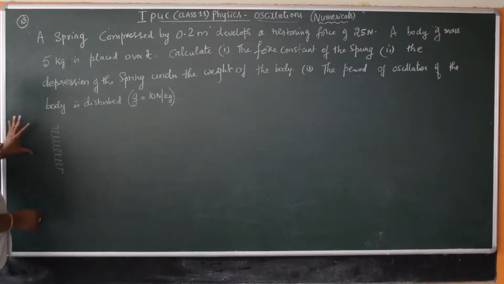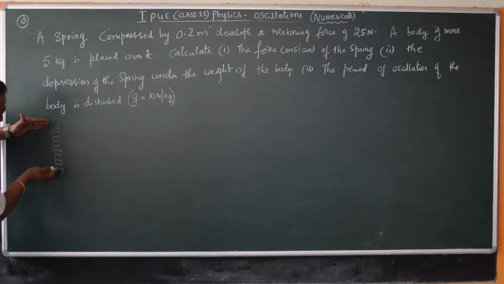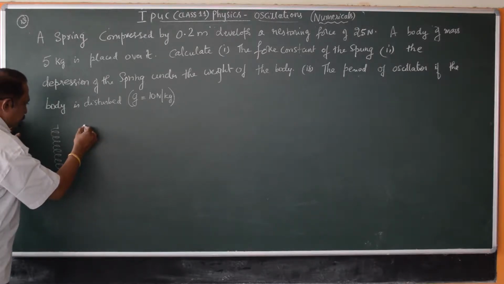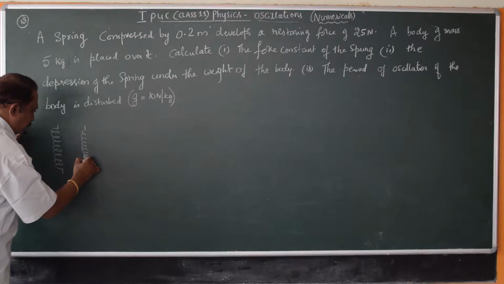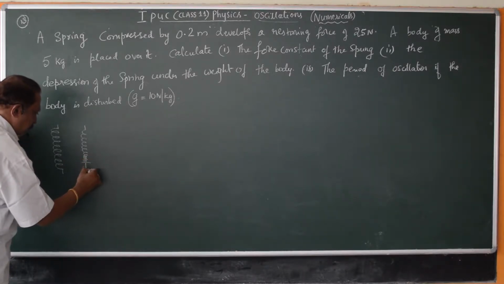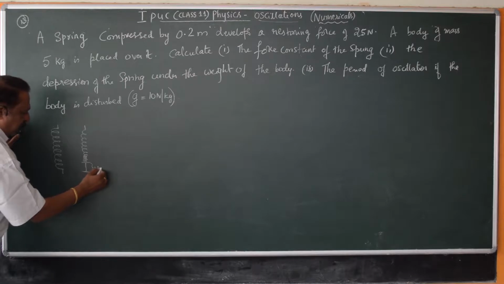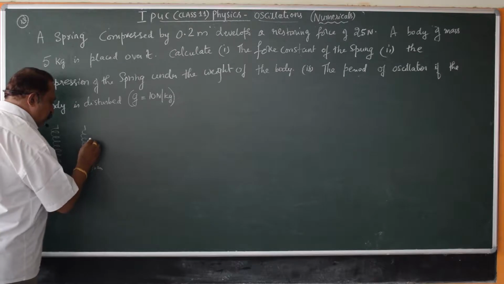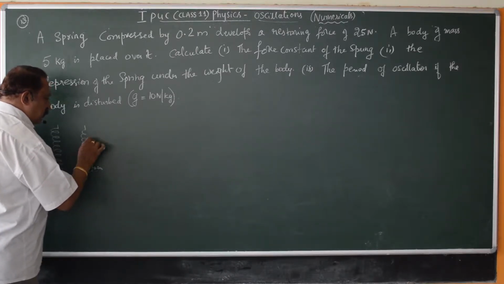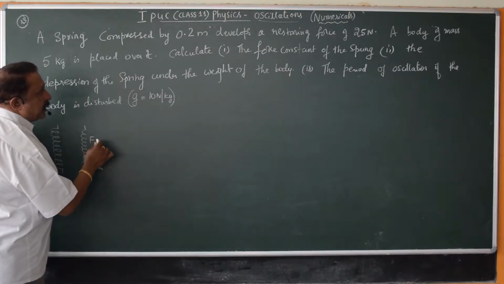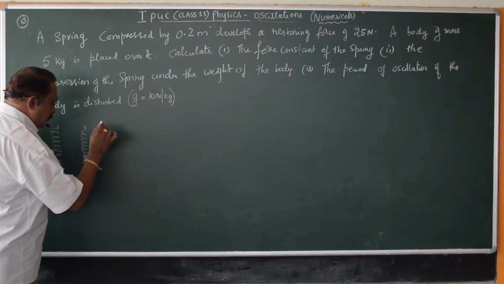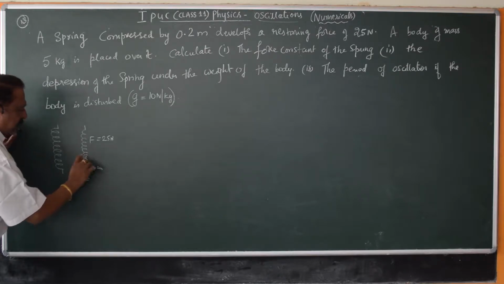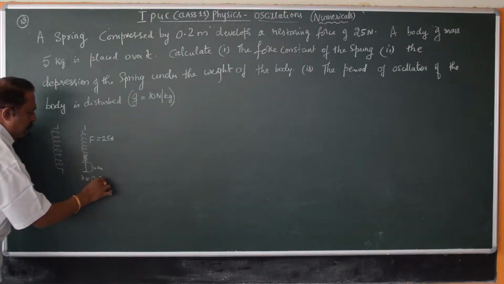This is our regular spring without any compression. Now, this spring is compressed by 0.2 meters. That means it's like this. So this is 0.2 meters. Now the spring wants to come back to its original position. So the restoring force that the spring has developed is given to be 25 newtons, and x, that is the displacement of the spring, is 0.2 meters.